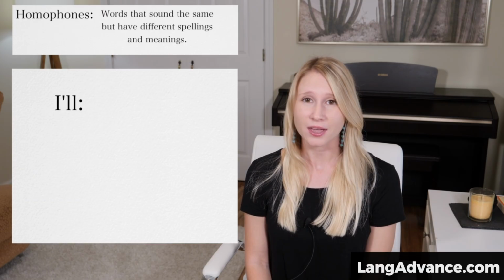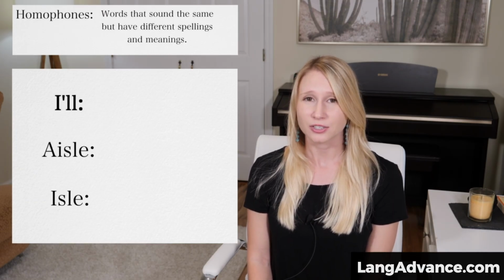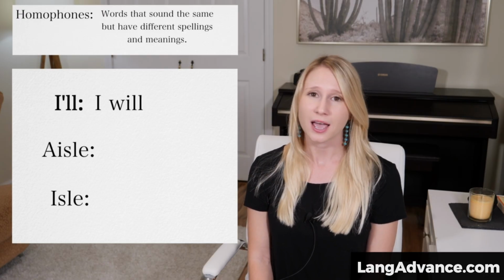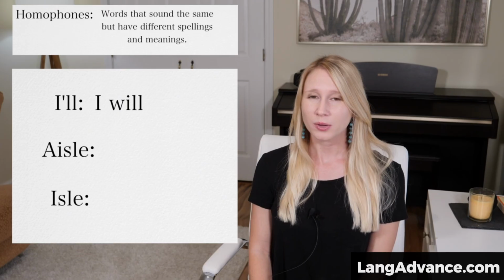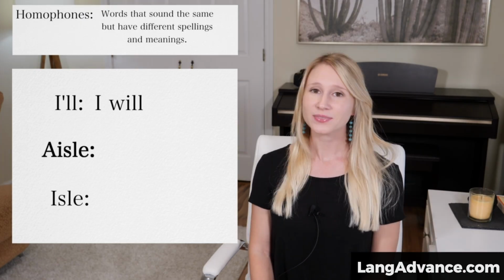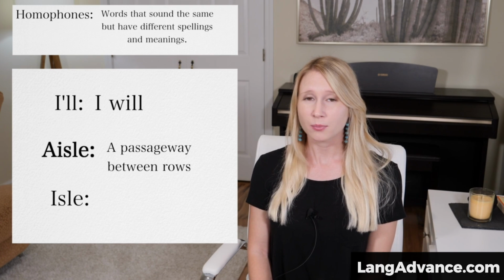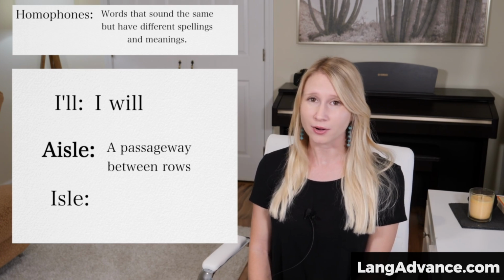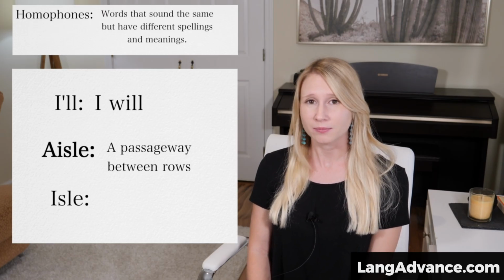The next homophones I want to talk about are I'll, and aisle. I'll is a contraction and it combines the words I will. For example, I'll go to the grocery store tomorrow. We used the word aisle in our conversation about weddings. An aisle is a passageway between rows. The bride, usually with her father, will walk down the aisle towards the altar at a wedding.